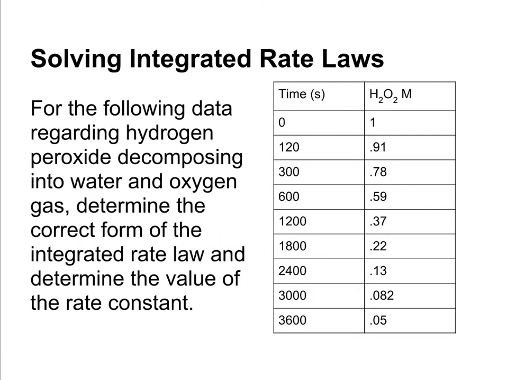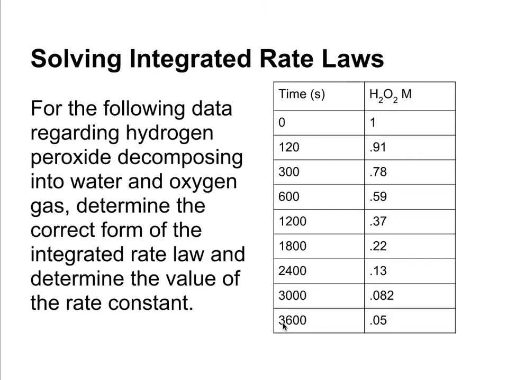To solve an integrated rate law problem, it'll look something like this. For the following data regarding hydrogen peroxide decomposing into water and oxygen gas, determine the correct form of the integrated rate law and determine the value of the rate constant. We've got a decomposition reaction. H2O2 is breaking down into water and O2, and they show us the concentration of our one reactant decreasing as time goes on. We would need to graph this data in three ways: time versus concentration, time versus the natural log of concentration, and time versus the inverse of concentration to identify the reaction order.